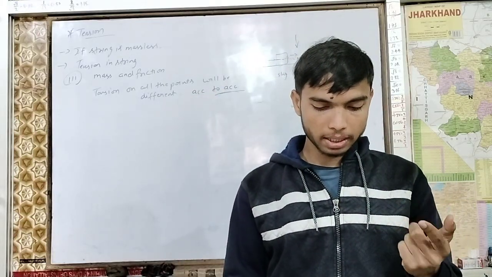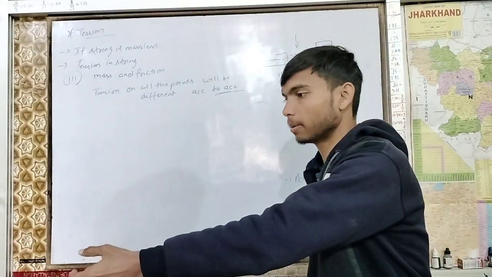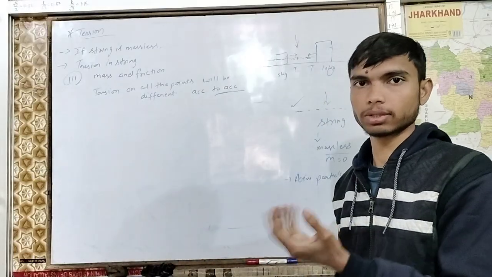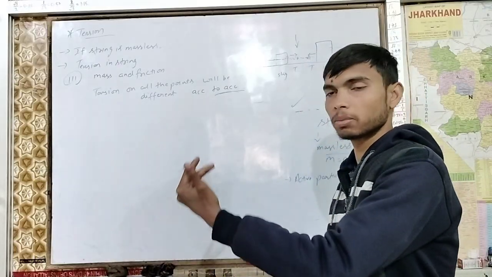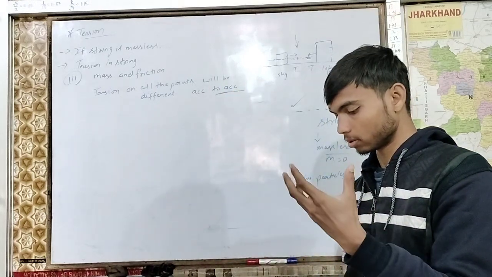Say a man is pulling a string. There is a string, and a man is pulling the string with some Newton. In that case, what will happen? Tension plus force of the man will be equal to the sum of.